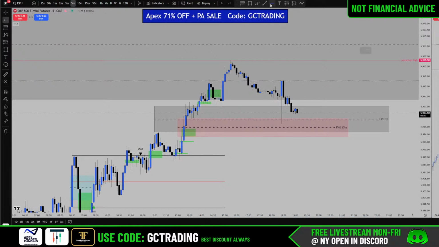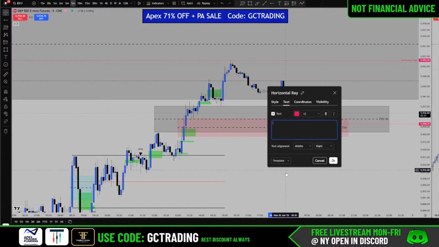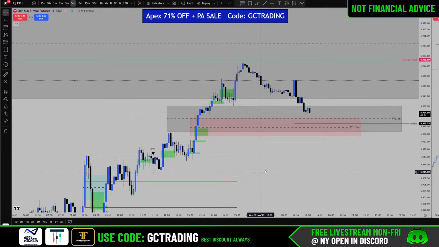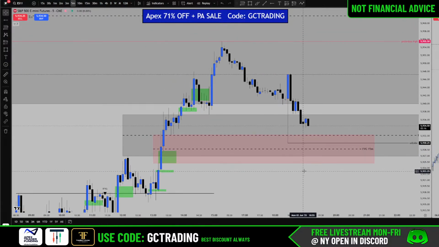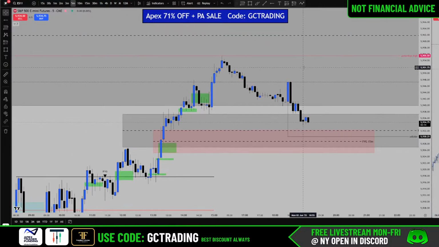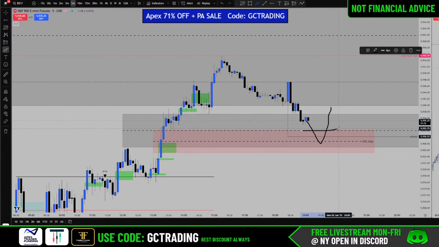This is ES too. I'm doing my analysis on ES right now. So maybe we have that right there. What I want to see right here is how price reacts inside this gap. I want us to take out this low right here, and then I want to see if we get a strong buy sequence back up. If we do, then we'll look for yesterday's high.